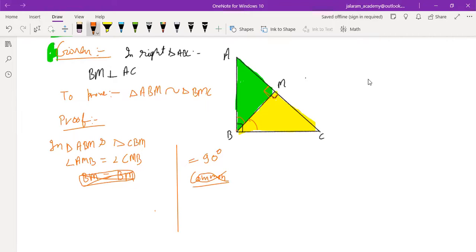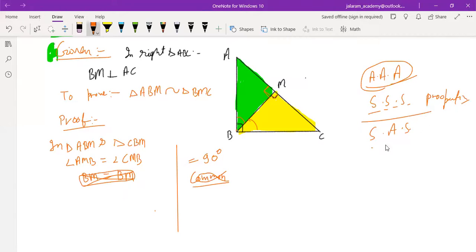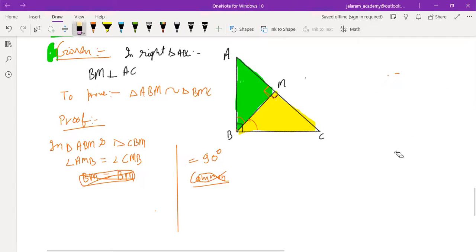There are types of similarity we have studied. AAA, in which all three angles are equal. So first of all, try to search for this. If you are not finding them, then search for SSS, meaning three corresponding sides are proportional, not equal. Then use SAS, meaning two sides are proportional and the angle between them is equal. If you are not finding any of them, then try the other. So first of all, you have to search for AAA.